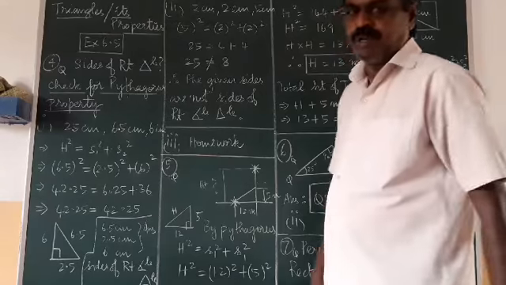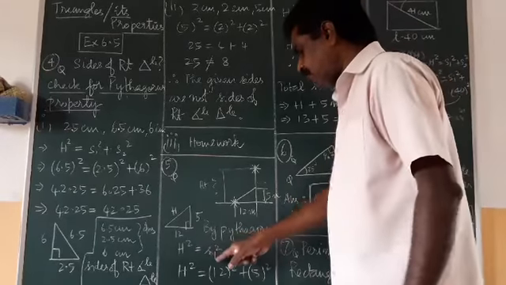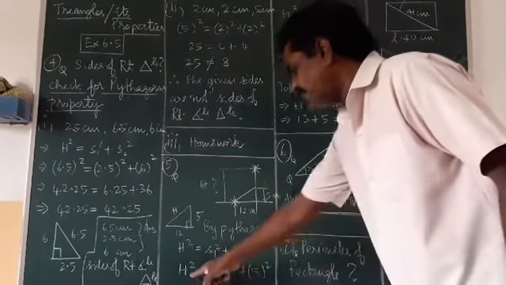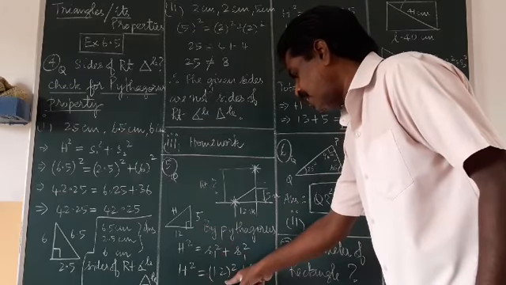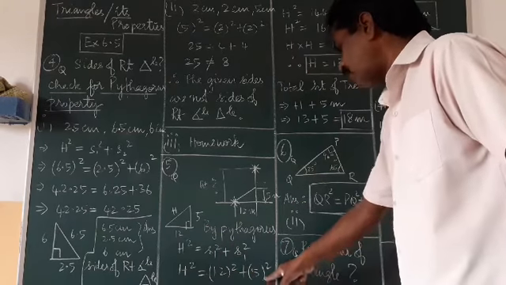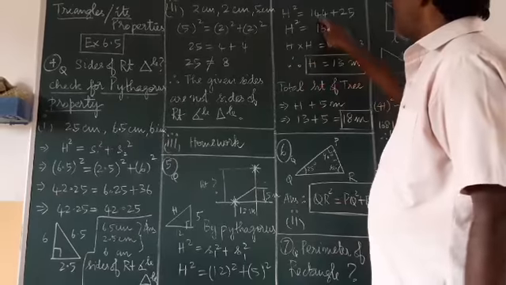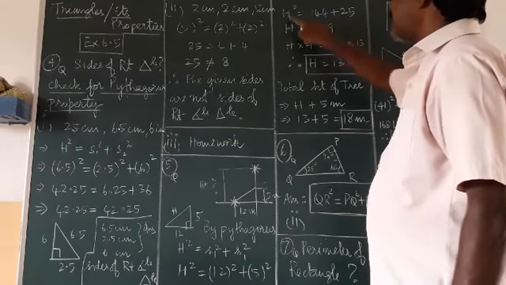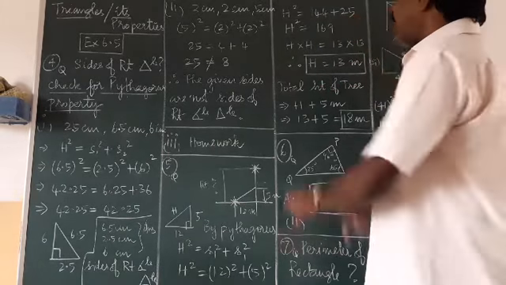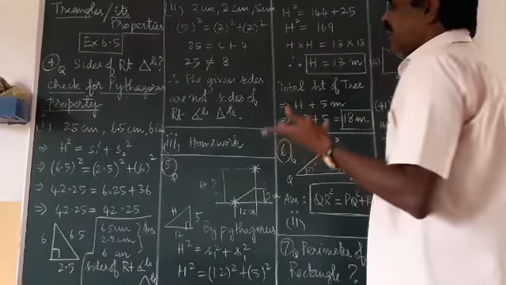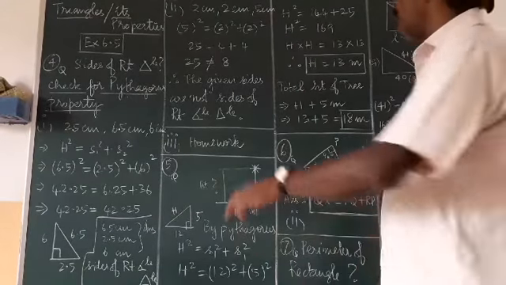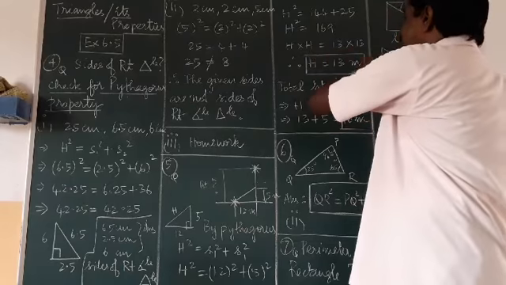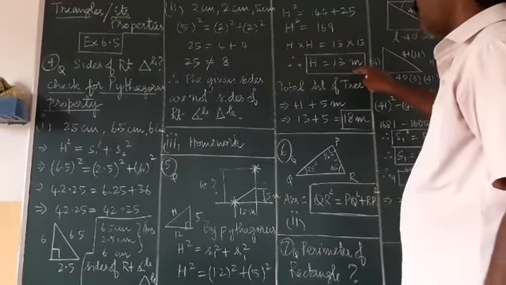What is this h? Hypotenuse. So h square equals side 1 square plus side 2 square. H square equals one side 12 square, another side 5 square. Squaring, 144 plus 25. H square equals 169. 169 is a perfect square number. So h into h equals 13 into 13. So h equals 13 meter.